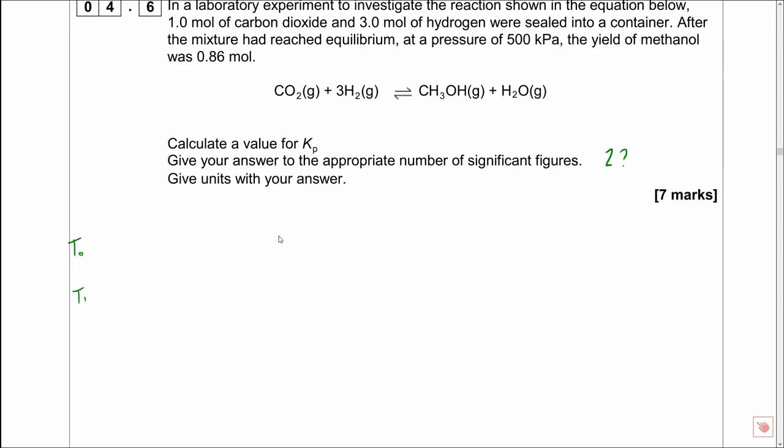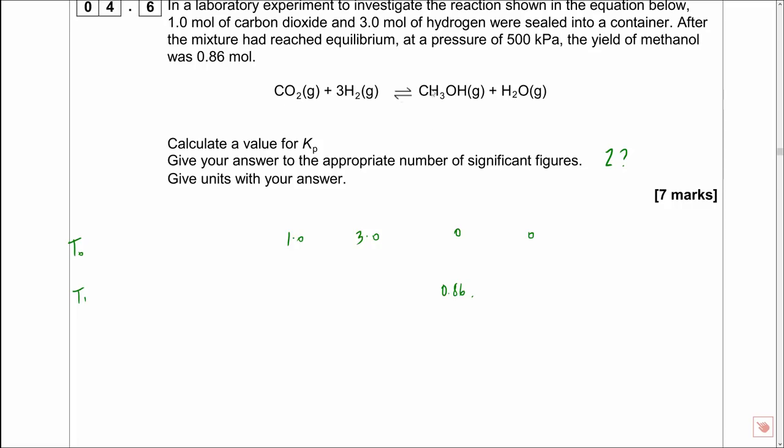So in this case, I've got 1 mole and I've got 3 moles. This is before any reaction has taken place. And of course, I've not got any products. Careful of the quirky questions where they have products added in as well, but they don't. So my product's all formed by this reaction, which is yet to take place. However, at equilibrium, I am told there is 0.86 moles. This is my time one, at equilibrium. 0.86 moles of methanol.